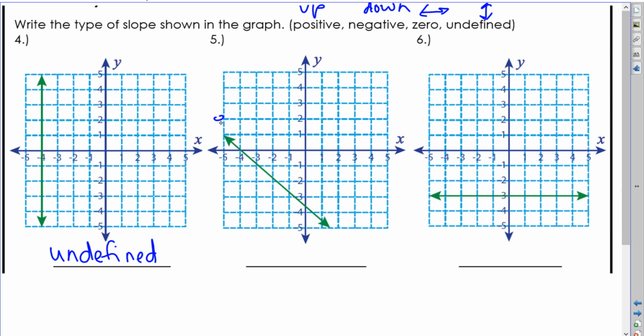When I read from right to left, I would be moving downhill along this line. So this line has a negative slope. And the last line is horizontal, which makes that 0. So this has a 0 slope.